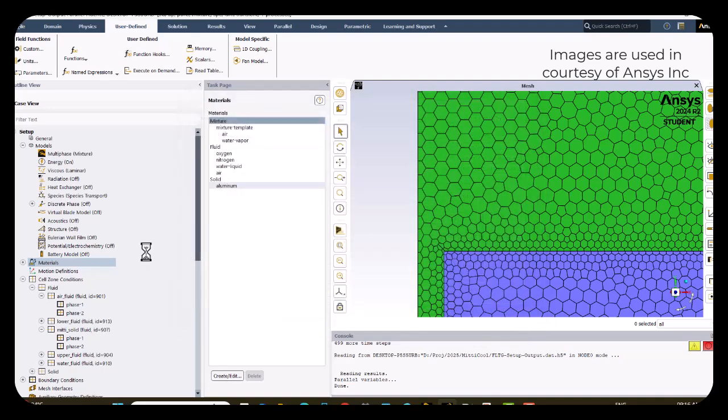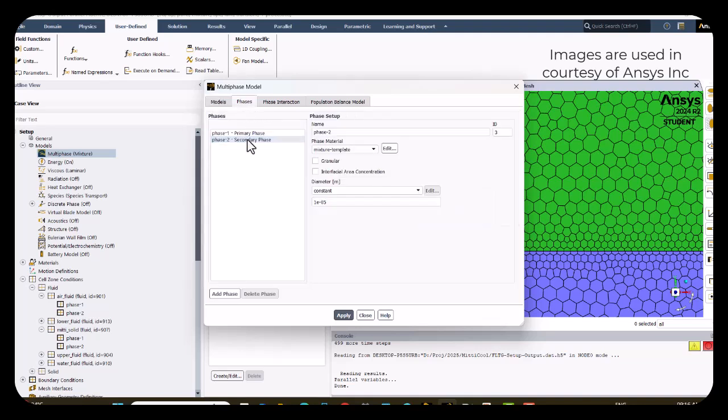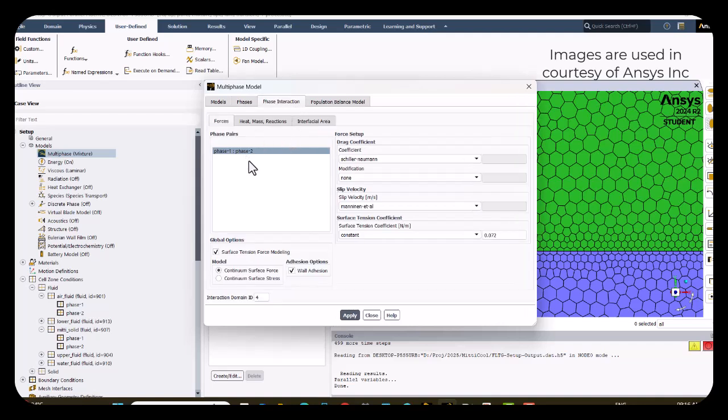I will close this, and now I will go to multiphase mixture. Primary phase is water liquid, secondary phase is mixture template. In the phase interaction, I have given the surface modeling for wall adhesion, and the surface tension coefficient is 0.072.